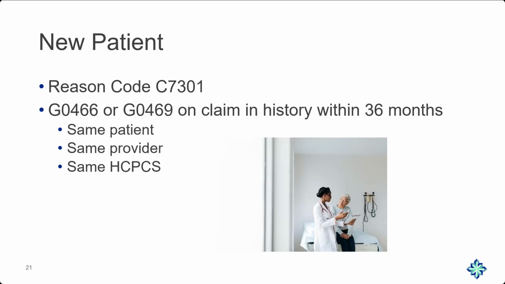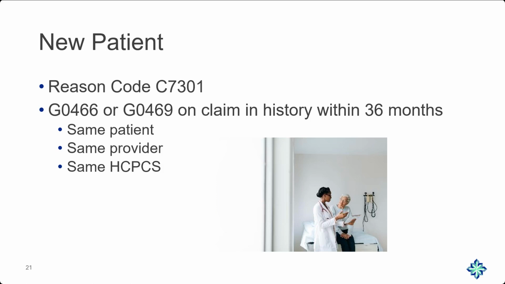Now let's take a look at C7301. Again, this is a common working file edit. You know that because it starts with a letter. C stands for crossover. That's just a little trivia tidbit for you there. And the narrative says the claim was rejected because a claim with type of bill 77X, so this appeared on our FQHC list of categories, was submitted and condition code 65 is not present.